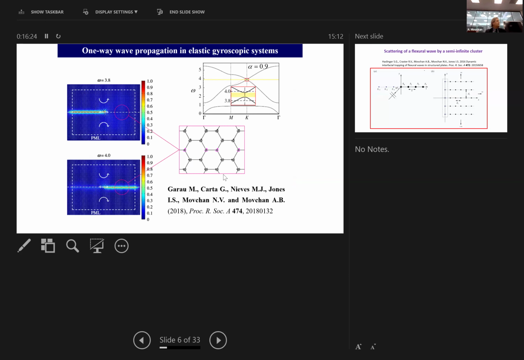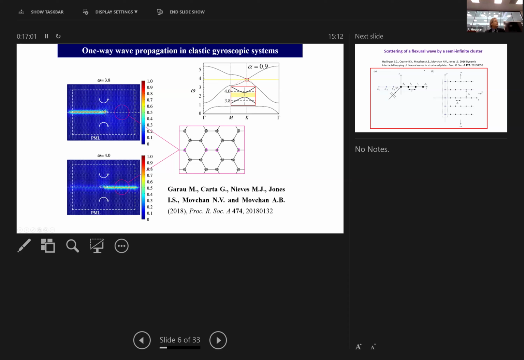So then, I already mentioned a picture like that. Here you have two half planes and a gyroscopic lattice above and below, and different chirality, or we use the term gyricity. And in this case, if you apply a force on the interface, you will generate a one-way wave.